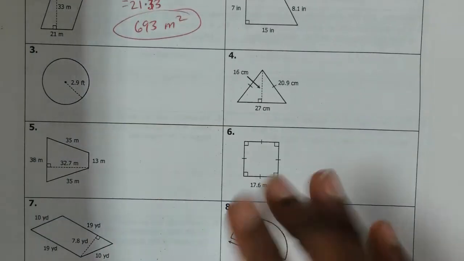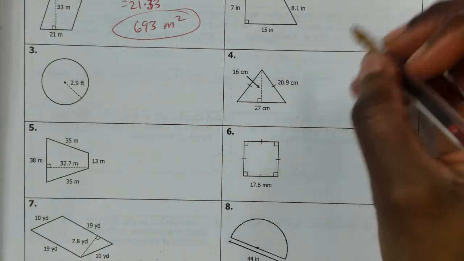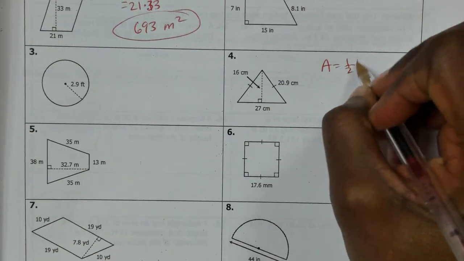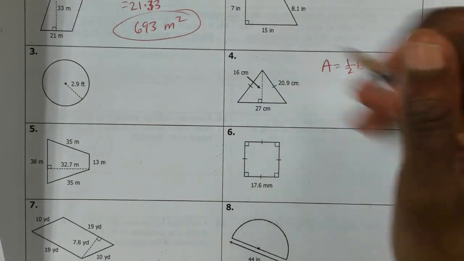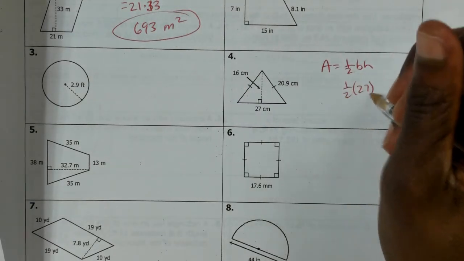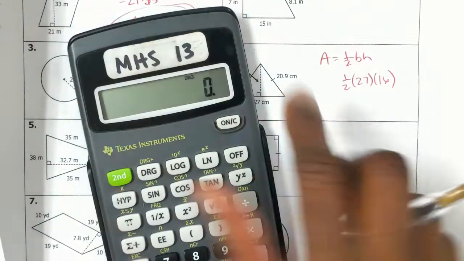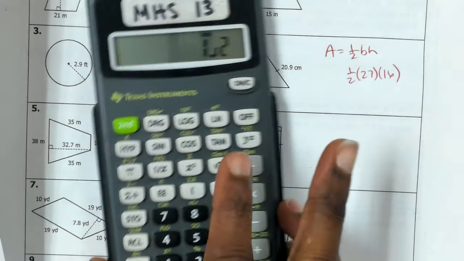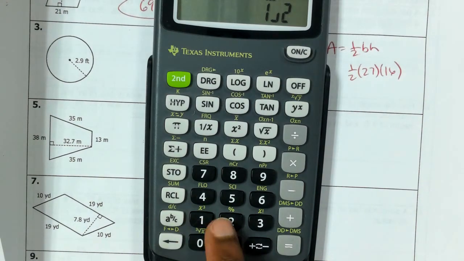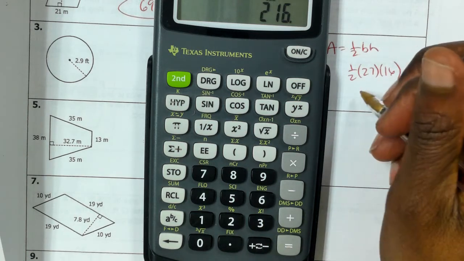Looking at number 4 here, I'm going to let you do 2 and 3. Number 4 is a triangle. We need half, so for the area of the triangle, I just write the formula from the formula sheet you copied already. So 1/2 of the base times the height. The base in this case is 27. The height in this case is 16. So typing this in, we can type this in a number of different ways. We can do 1/2 using the fraction symbol, 1/2 times 27 times 16, and get 216.